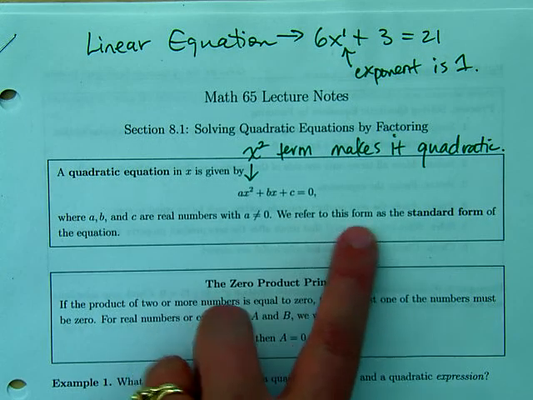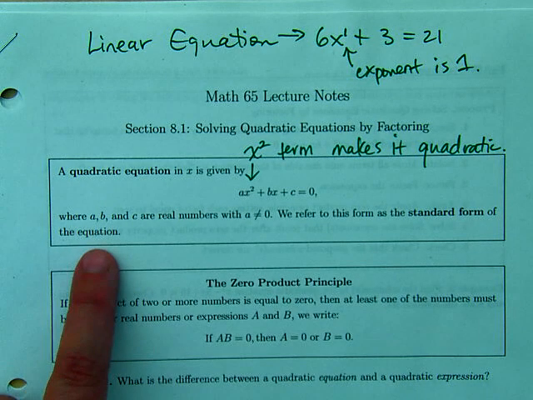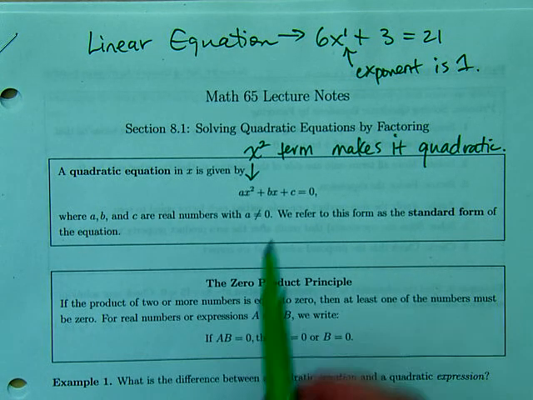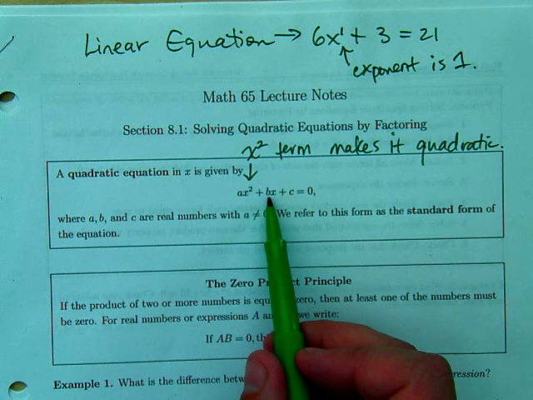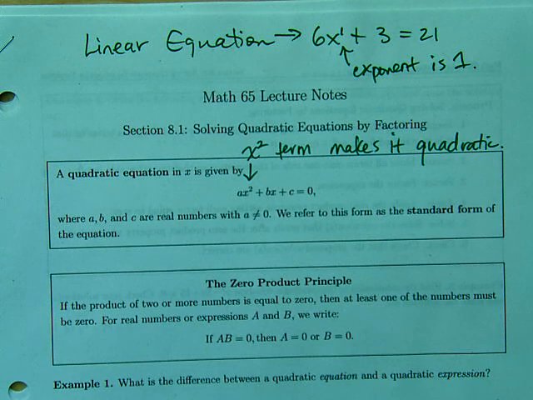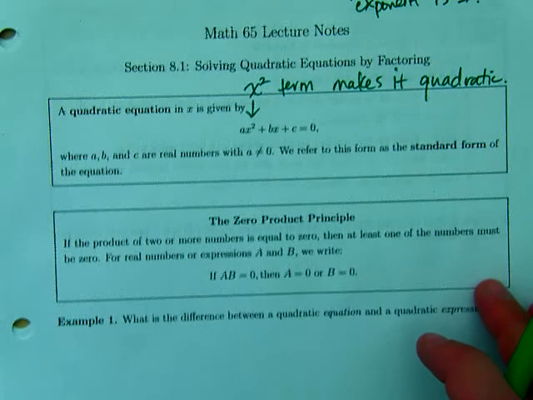So we refer to this form as standard form of an equation. And notice it's usually a trinomial. Now it can be that b and c could be 0. Ax squared could still be a quadratic on its own, okay? Because 0 is a real number.